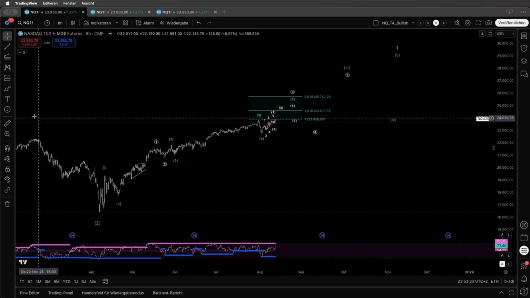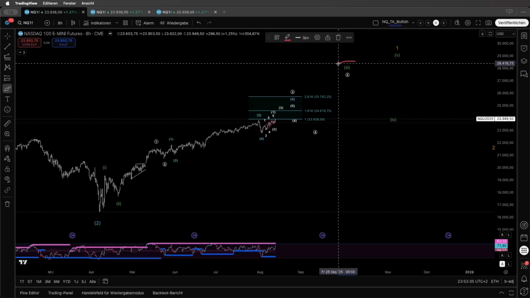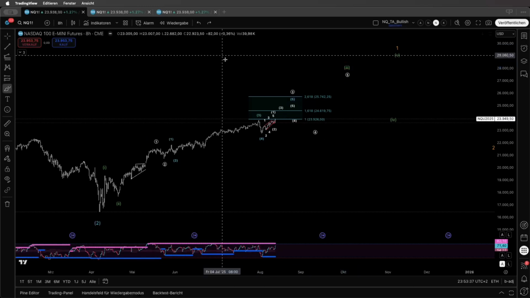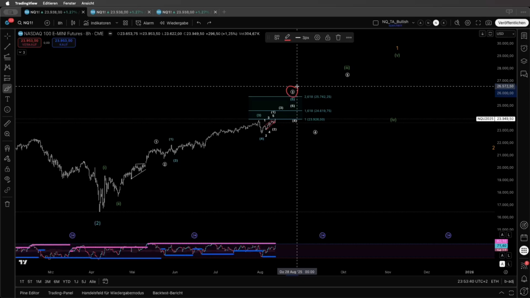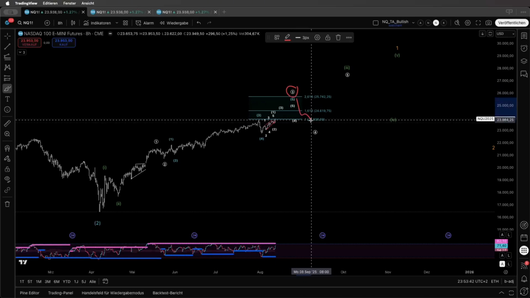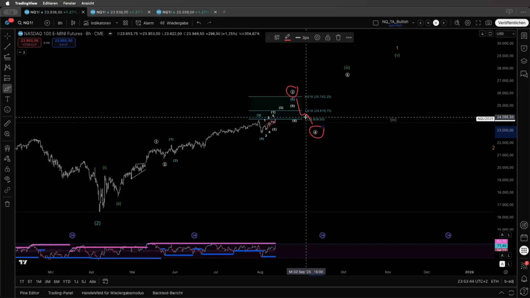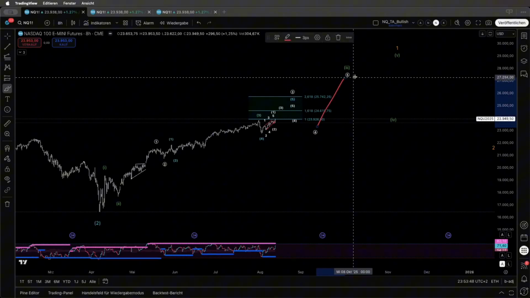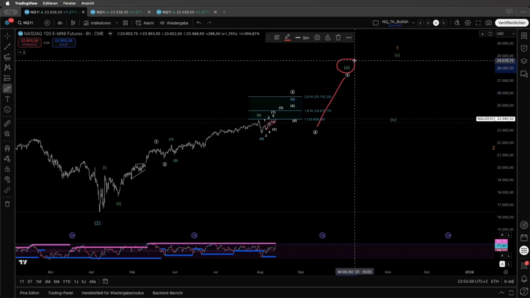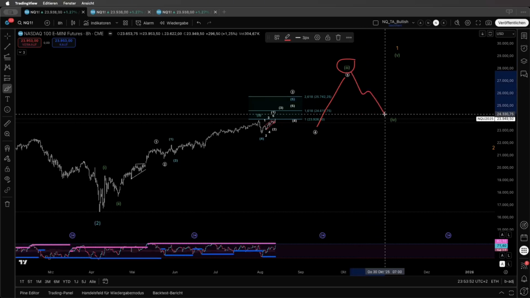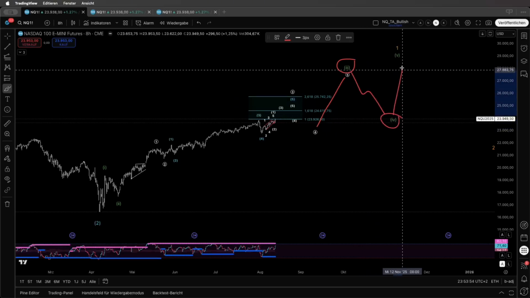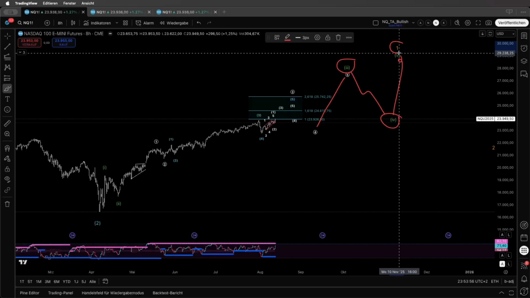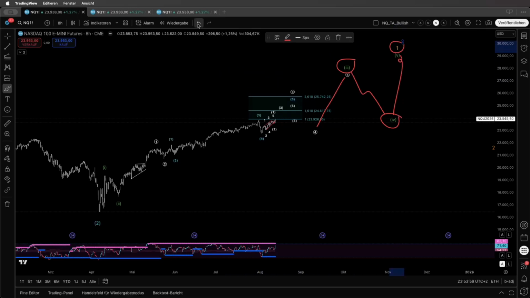For now, as I said, we are still in the third wave here in green, and we are close to finishing the circle wave 3 in white, after which we should get an ABC pullback or any corrective structure that's allowed in a wave 4. And from here I do expect another move to the upside to finish green wave 3. From here we do get another pullback in wave 4 and another wave 5 to the upside to finish our wave 1 here in orange. That's at the moment the scenario I follow.